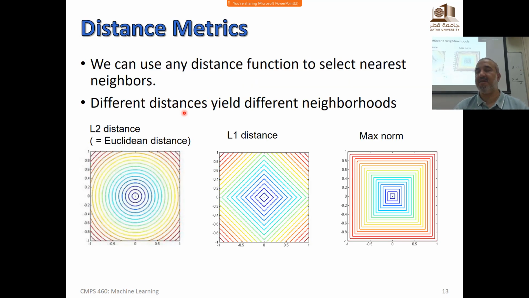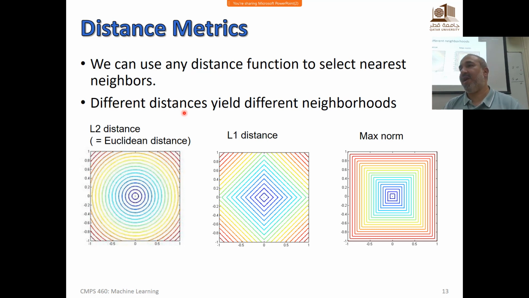Let's start with the distance metric. There are many ways to compute the distance between points. The common one is called Euclidean distance, and this is I think what you studied in linear algebra, right? How do you compute the distance between two points if we have two dimensions? Square root of the sum of the squared differences in each dimension, right? You know this. This is called Euclidean distance, or L2 distance.